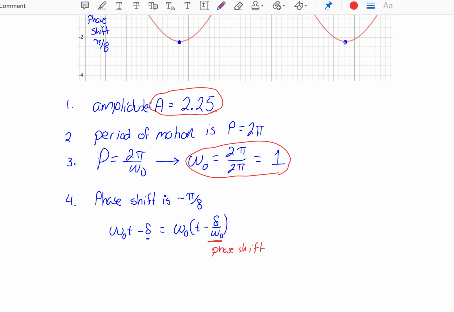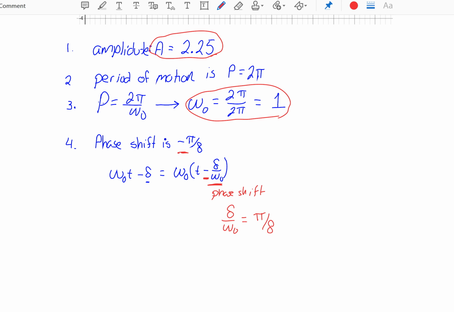So here then we have delta over omega naught. This is equal to pi over 8. Now I'm not using the negative because the negative is already accounted for. There's a negative on the phase shift, and there's also the negative here, so I'm not using the negative again. So this is just pi over 8. Now our phase angle, delta, would have to be pi over 8 times your omega naught. But we already knew omega naught had to be 1, which tells us this is just pi over 8.